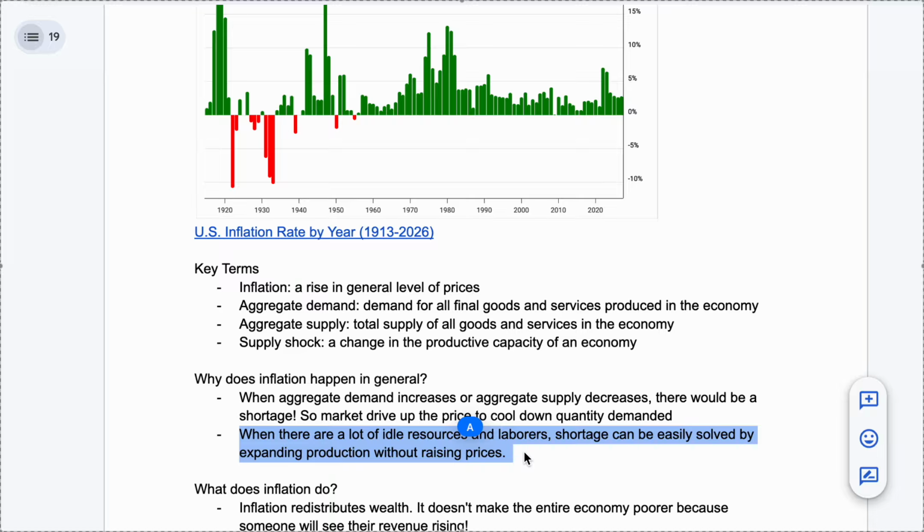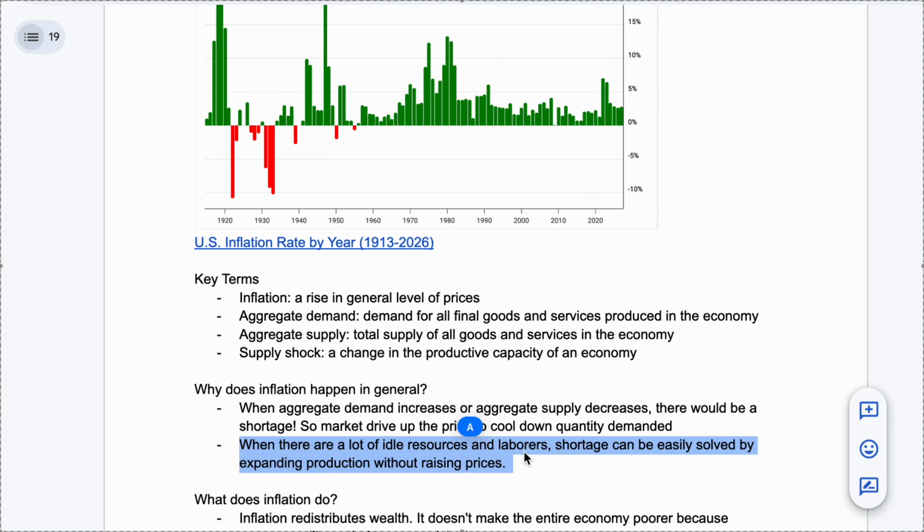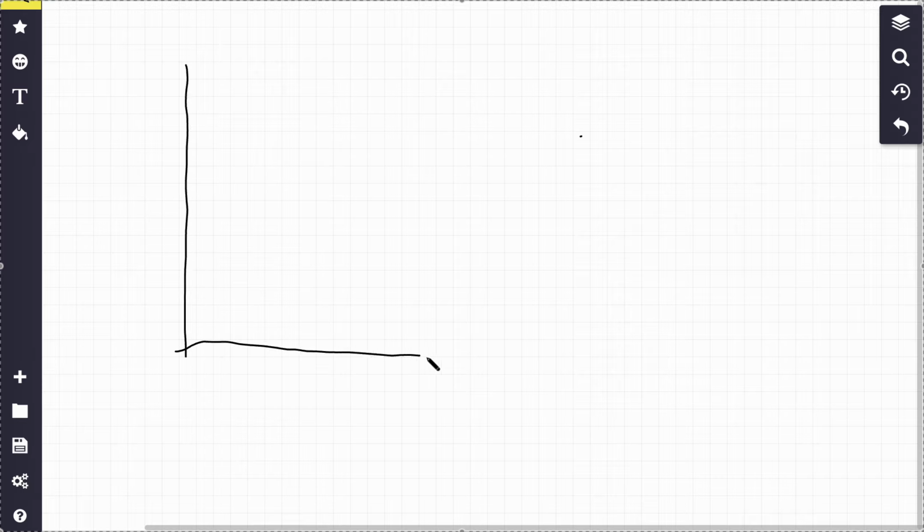In that case, the shortage would lead to expansion of the output, GDP growth. They just increase the production. That would be the result. However, that won't be the result when the economy is fully utilizing resources available. Let me draw this using the AD-AS model. So this is a macroeconomics diagram.